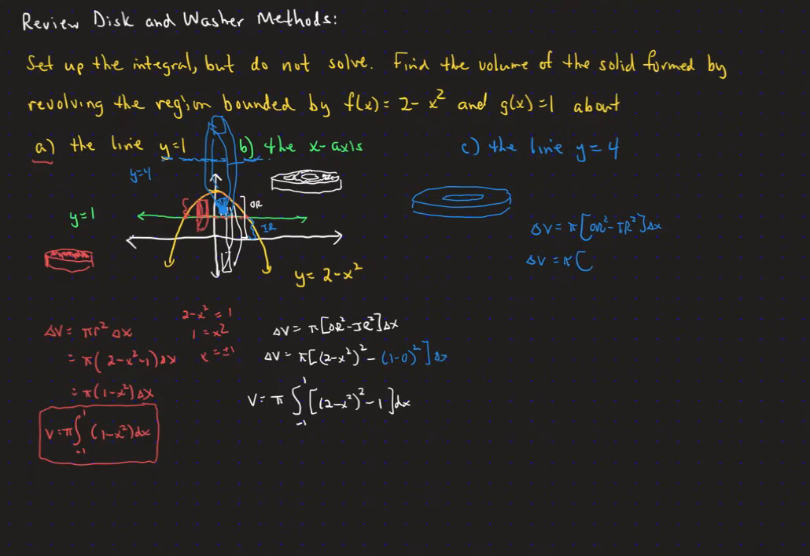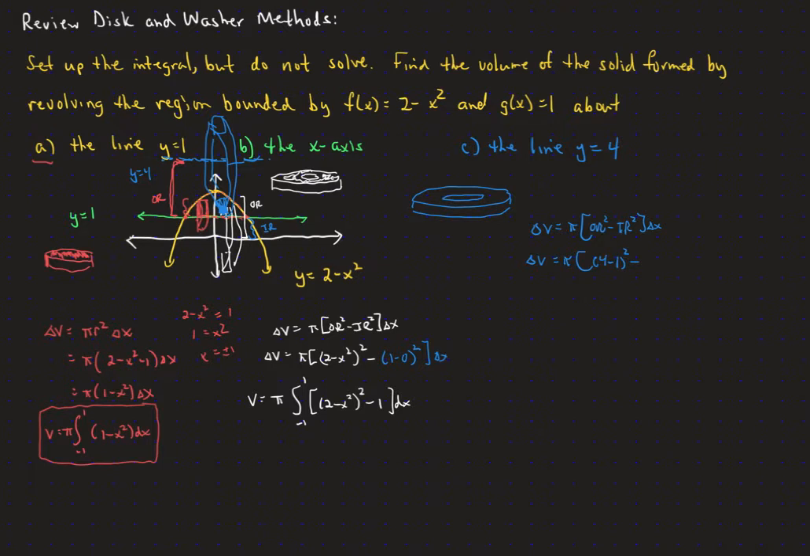Now the outside radius is slightly different, because now we're going to go from the axis of revolution to the edge of our solid, which is going to be this distance right here. So this is our outside radius, but that's always staying the same. That's going to be that 4, the top curve, minus the 1, the bottom curve, squared.